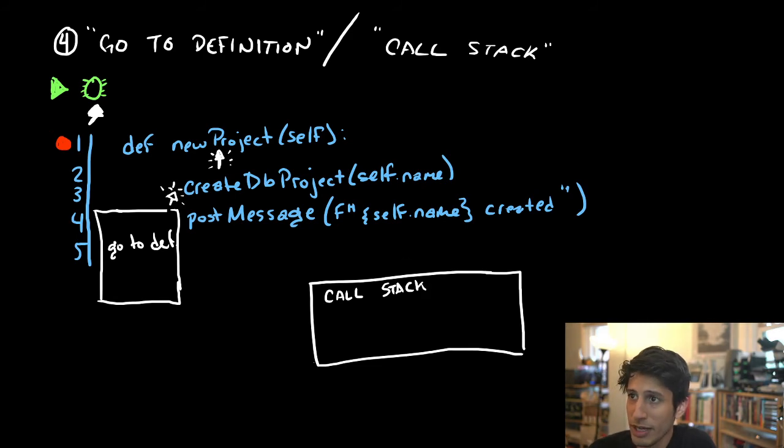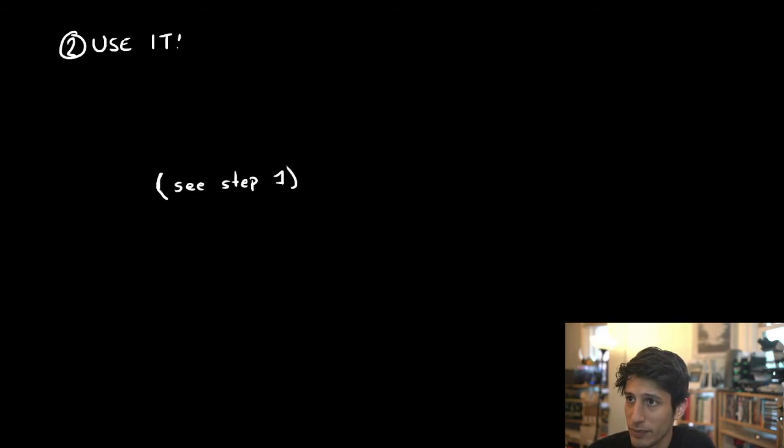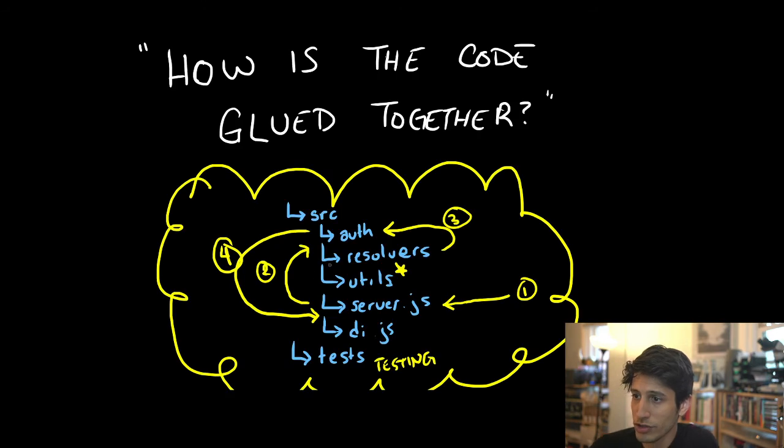Now, we were talking about over here in, our goal is to try to build up this mental model of how the information kind of flows through it, how the code is glued together.